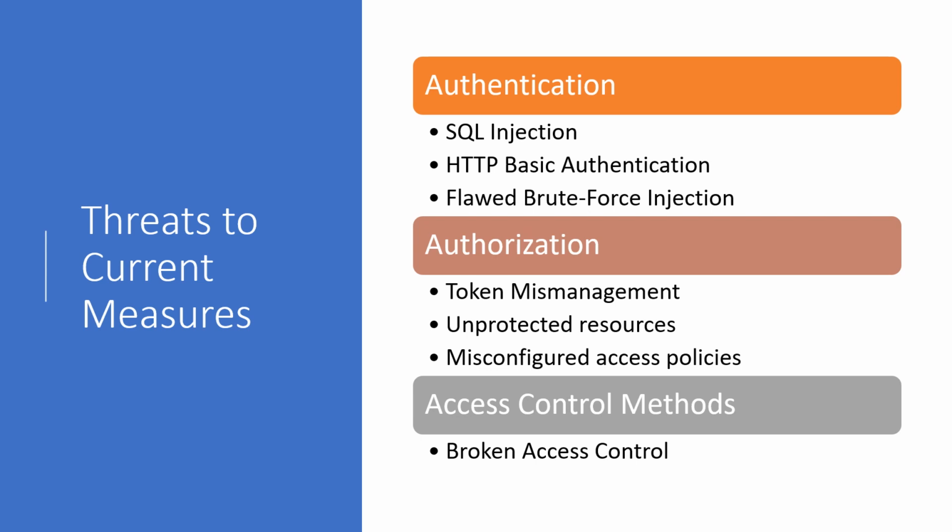For authorization, you have token mismanagement, which is the process in which an attacker might be able to gain unauthorized access to the application and perform certain actions. You also have unprotected resources, which is the result of missing or misconfigured authorization checks in web applications. Attackers also have access to web traffic logs.